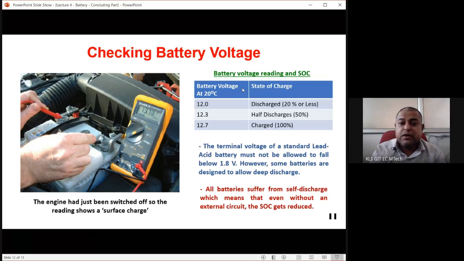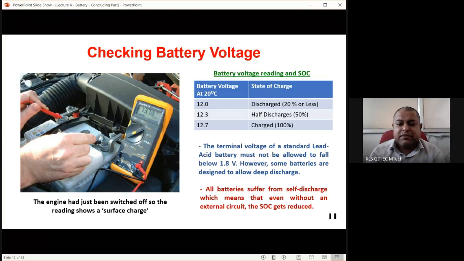This is for the modern day battery, and the previous slide I showed was for olden days batteries. For present day batteries, 12 volts means it is discharged, 12.3 it is half charged, and 12.7 it is fully charged. The terminal voltage of a standard lead acid battery must not be allowed to fall below 1.8 volts. Each of the small six cells has a highest voltage of 2 volts, and the lowest should not be less than 1.8. However, some batteries are designed to allow deep discharge. But for normal Bosch batteries of 12 volts, the minimum voltage should be 1.8 per cell at full discharge.